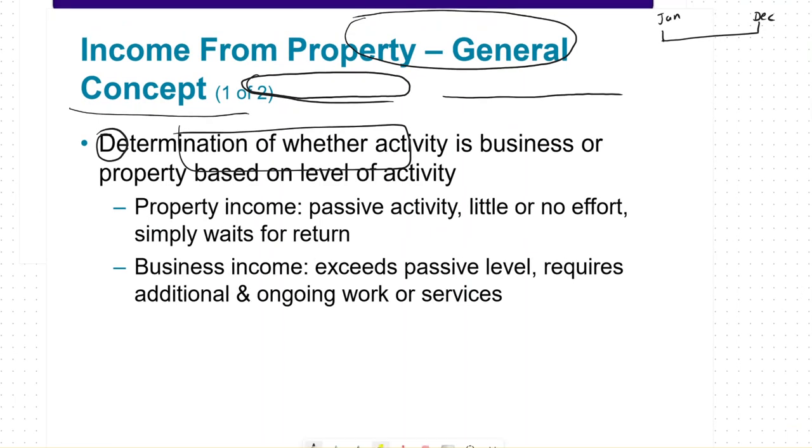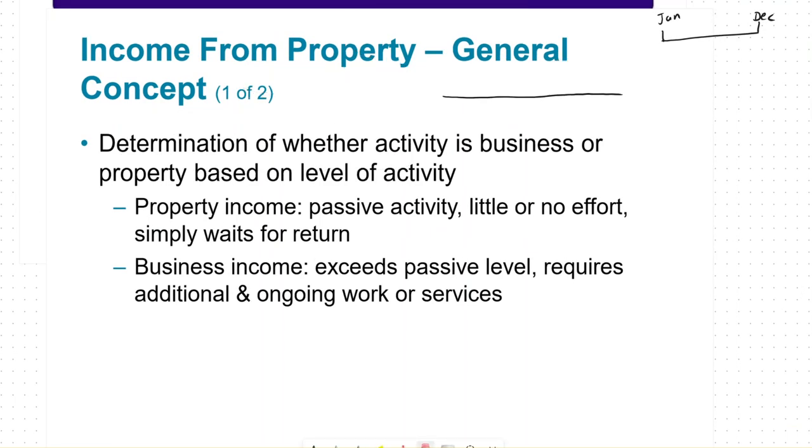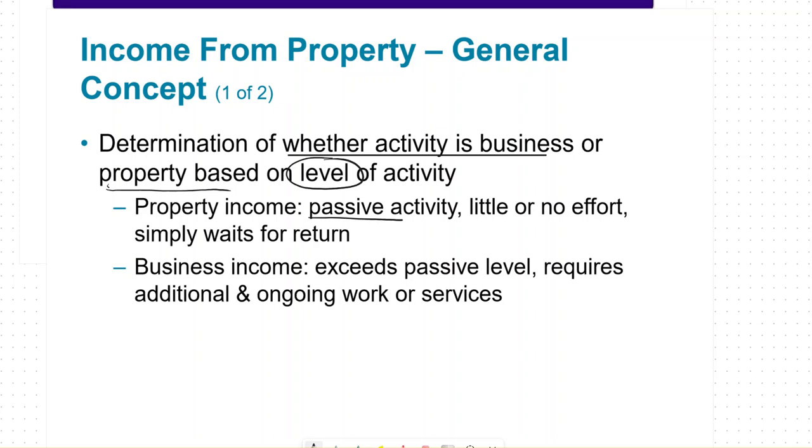When we are doing the first one, what we're looking for here is income from property, the concept behind it: determine whether the activity is a business or a property based on the level of activity. Property income is a passive activity. It has little or no effort, and simply waits for the returns, right? Business income exceeds the passive level and requires additional ongoing work or service. So that becomes business income.